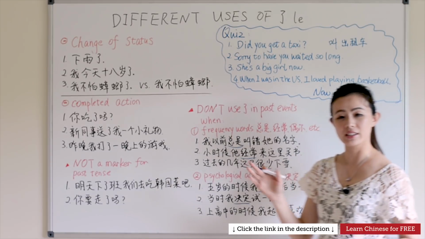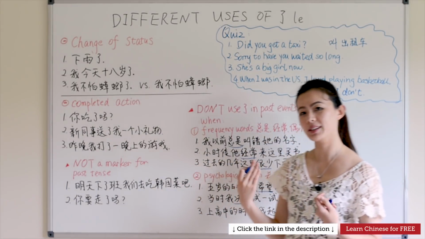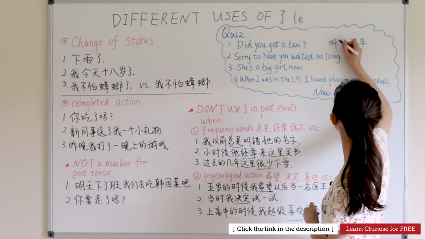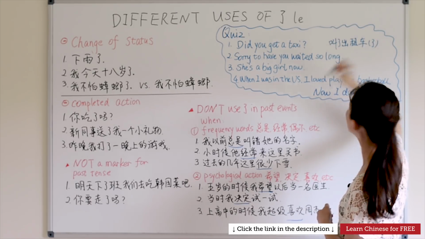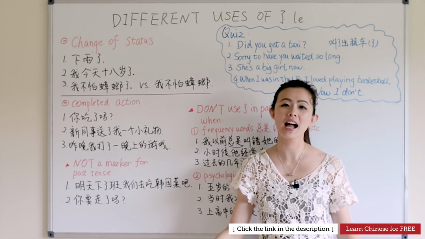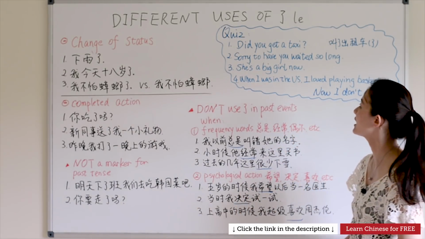You can say 你叫出租车了吗? Or you can say 你叫了出租车. So we can put 了 here or here. 你叫了出租车吗? 你叫出租车了吗? Okay, 第二个, the second one.